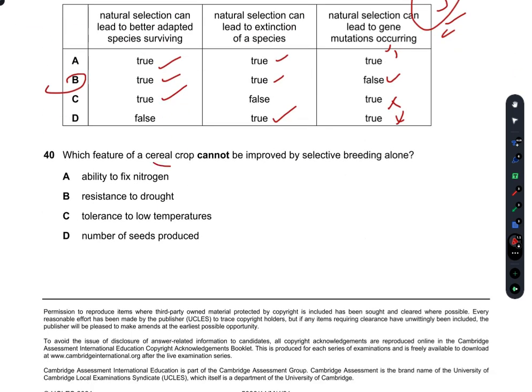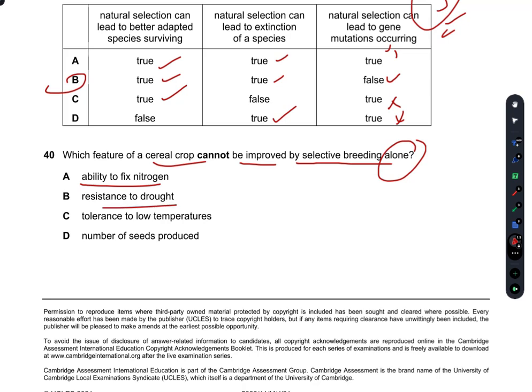Which ability of cereal crop cannot be improved by selective breeding alone? So, ability to fix nitrogen. Ability to fix nitrogen cannot be improved by selective breeding. Why can it not be improved? Because a cereal crop has bacteria which fix the nitrogen for it. So selective breeding would not help us in improving the ability of the cereal crop to fix its nitrogen.